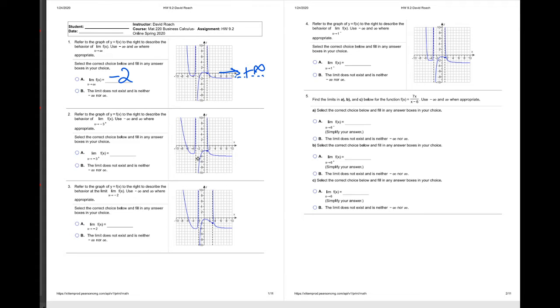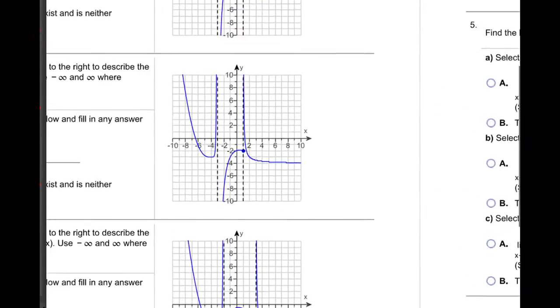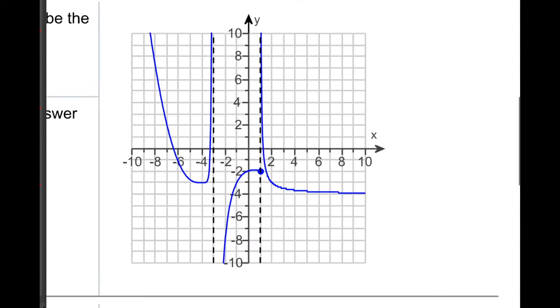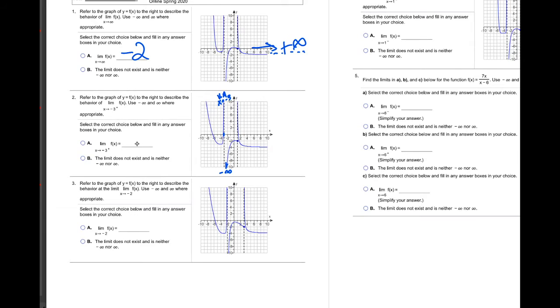Now our next one is approaching -3 from the right. Let me zoom in a little bit here. -3 from the right is this vertical asymptote, x equals -3. From the right-hand side, you can see the function is going off this way towards -infinity. So we would say the limit is -infinity.